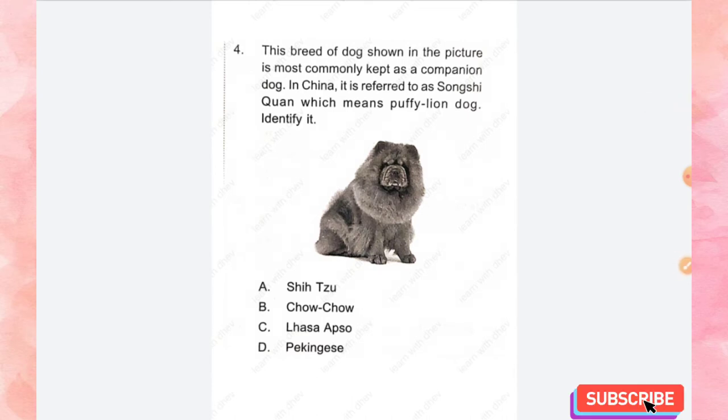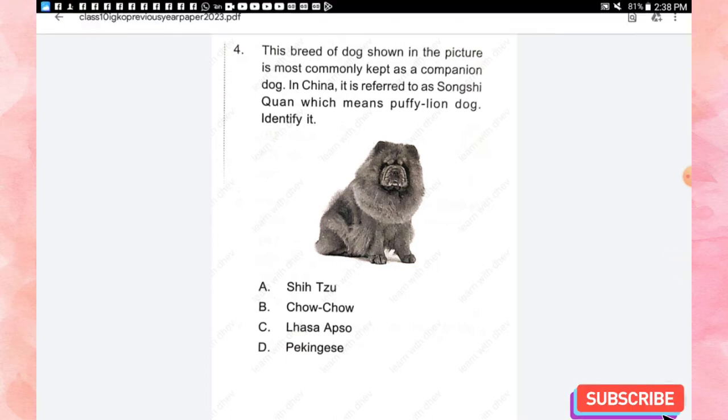Question number 4. This breed of dog shown in the picture is most commonly kept as a companion dog. In China, it is referred to as Songshi Quan, which means a puffy lion dog. Identify it. Options are Shih Tzu, Chow Chow and Lhasa Apso. Option D is a Pekingese. The right answer is option B, Chow Chow.